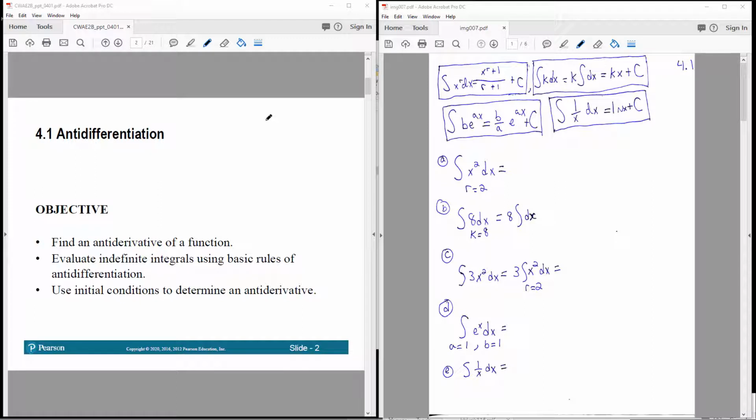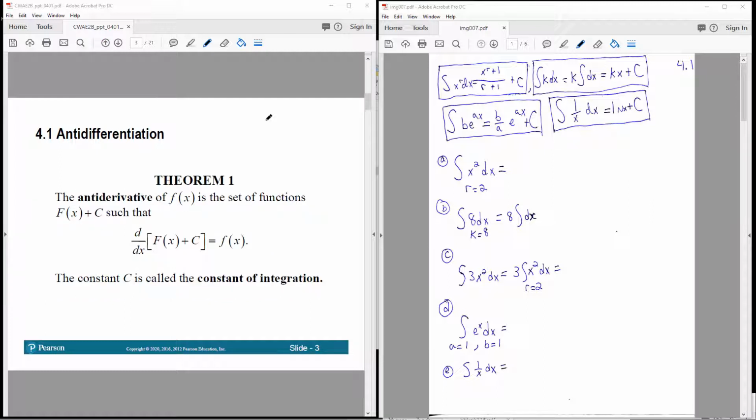Objective 4.1: find the antiderivative, evaluate indefinite integrals, and use the basic rules of antidifferentiation. Use the initial conditions to determine an antiderivative. The antiderivative is a set of functions F of x plus c such that it is the same thing as the original function. It's a way of taking the derivative of something and getting the original function back.